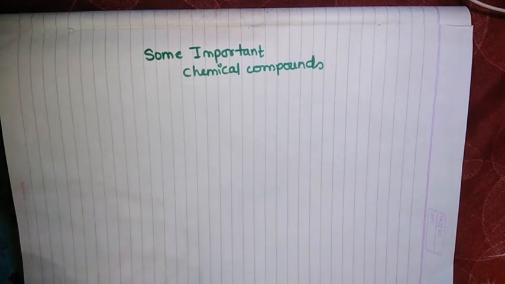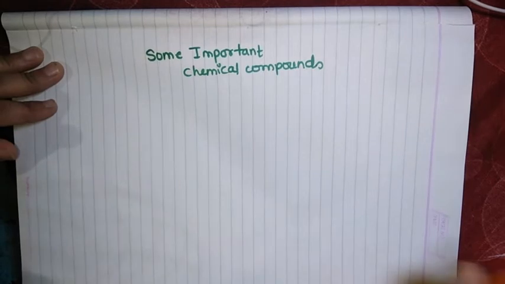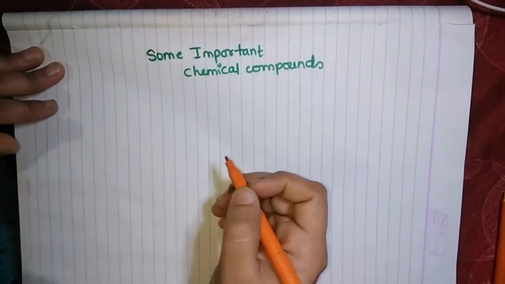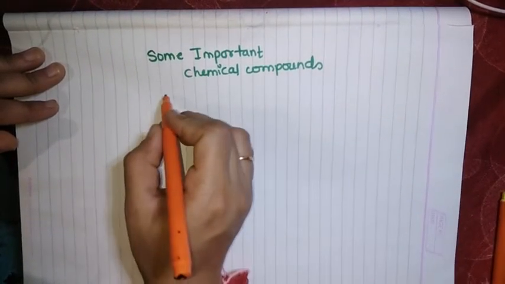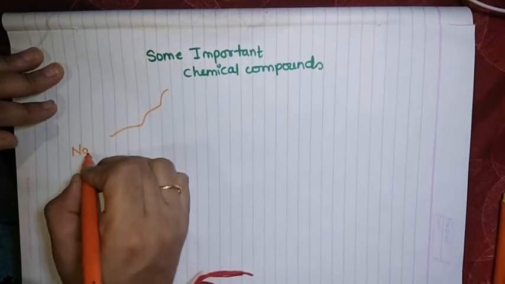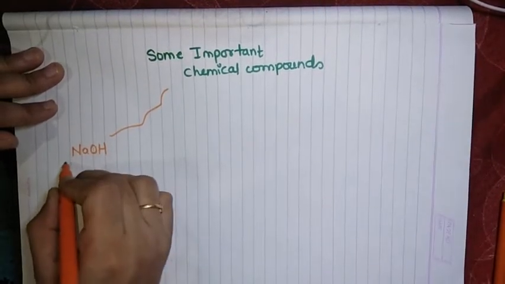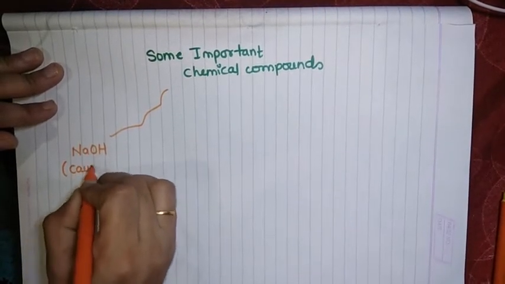Hello students, today we will learn about some important chemical compounds. Let's talk about what they are. First one we will learn about NaOH, that is sodium hydroxide. The other name of NaOH is caustic soda.